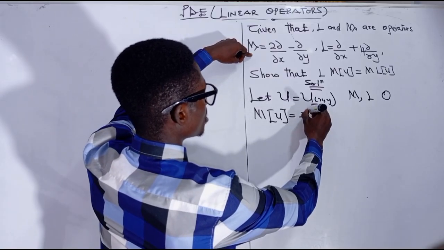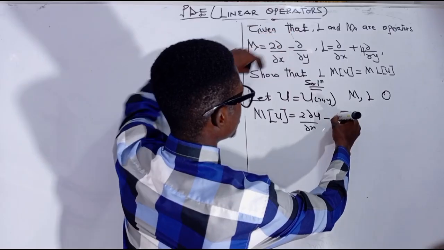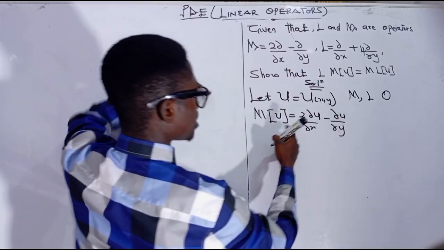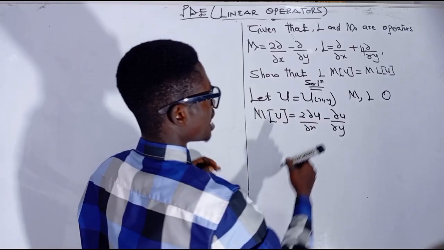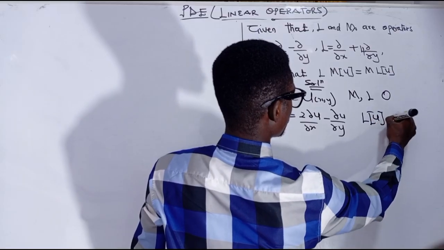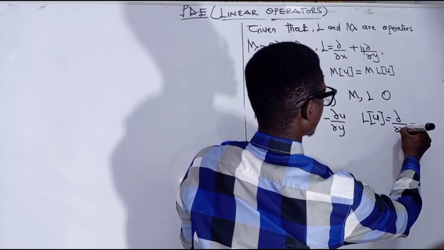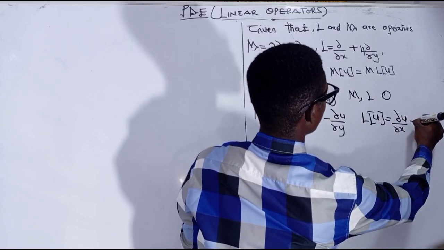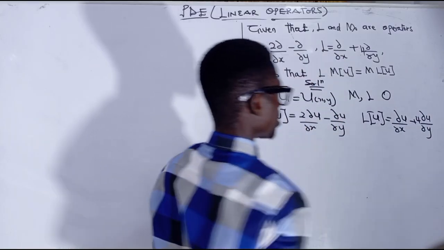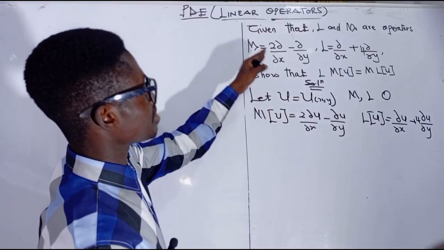So MU, we are going to have this M. So we have 2 del x, then we have our U, then we have minus del y, our U. That is MU. Then we move on to LU. We find LU. So we have L operating on the function U. So where is L? So this is L. So we have del x, we have our U plus 4 del U del y. So this is our MU and this is our LU.